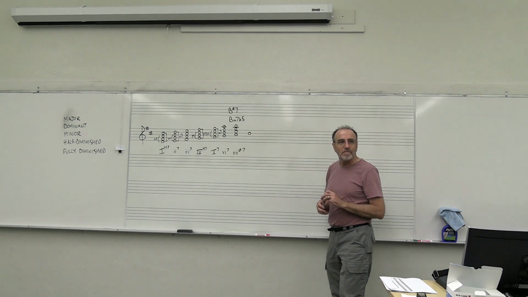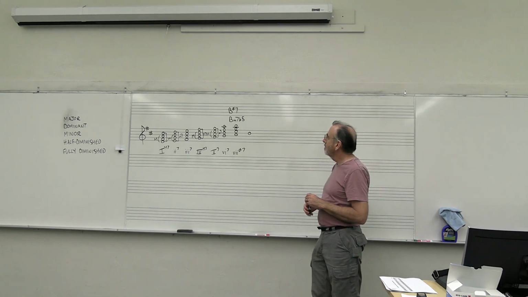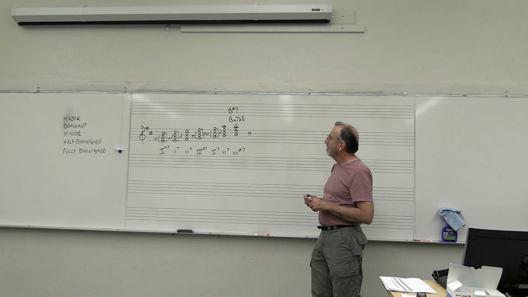So I have a question. For a major 7 on the one chord, like 1 M7, do you always have to put the M, or can you just put the 7?